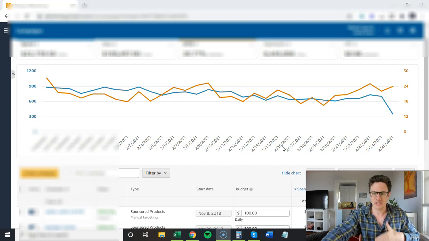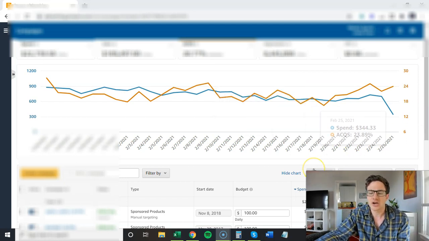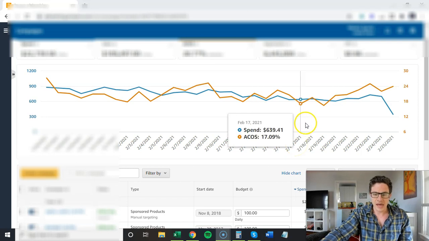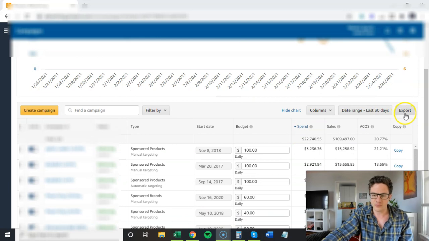I have made a video about this before, about a year ago, but I wanted to cover it again because I don't think a lot of people are doing this. They're not looking at the whole picture here, and this is really, really easy to analyze, what your budgets are doing. All it is is this export button right here.